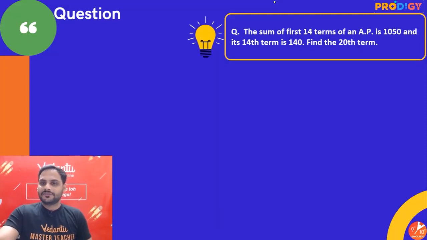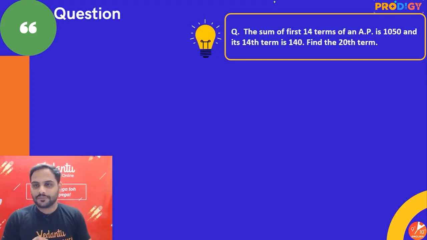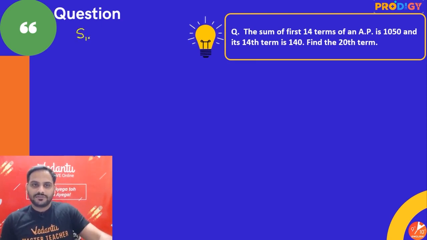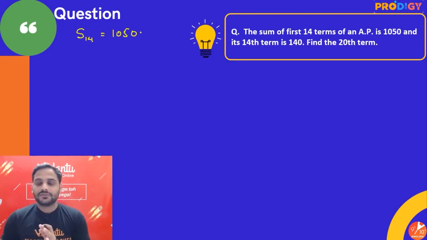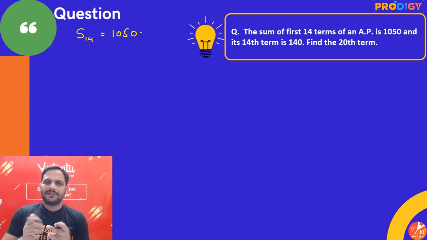The sum of first 14 terms of an AP is 1050 and its 14th term is 140. Find the 20th term. Again, beta, if you see, they have given us the sum of 14 terms as 1050 and the 14th term is 140. So find the 20th term. So I have to find out the value of A and D. Yes or no? That's the logic.